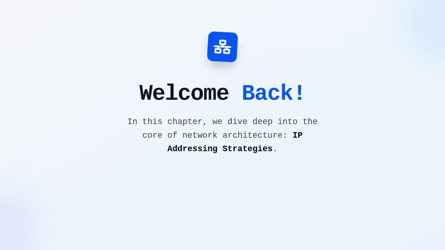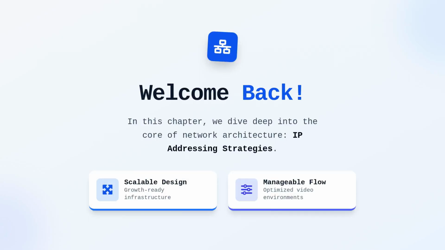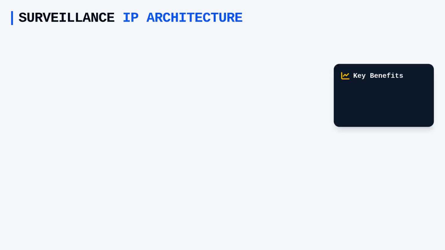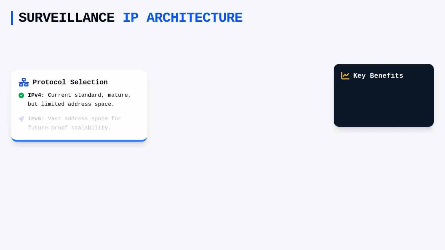Welcome back. In this chapter, we explore IP addressing strategies, which are critical to maintaining scalable and manageable network video environments. When we design a surveillance network, the method by which we assign IP addresses defines the longevity and maintainability of the entire system. At the most fundamental level, we are choosing between the maturity of IPv4 and the vast address space afforded by IPv6.